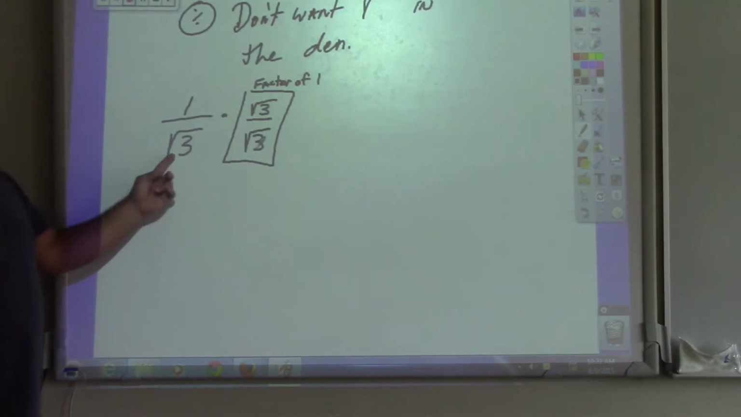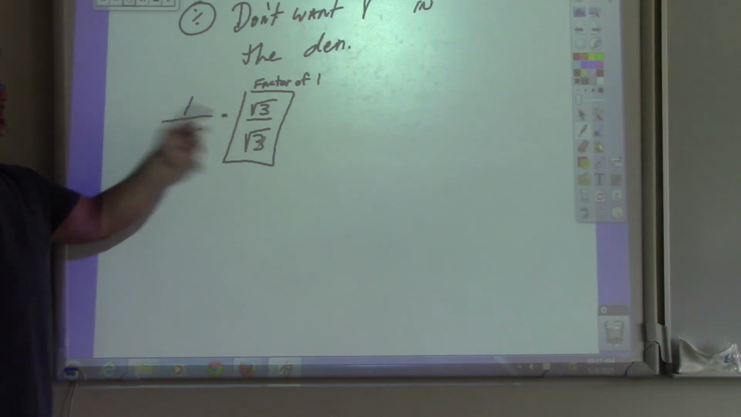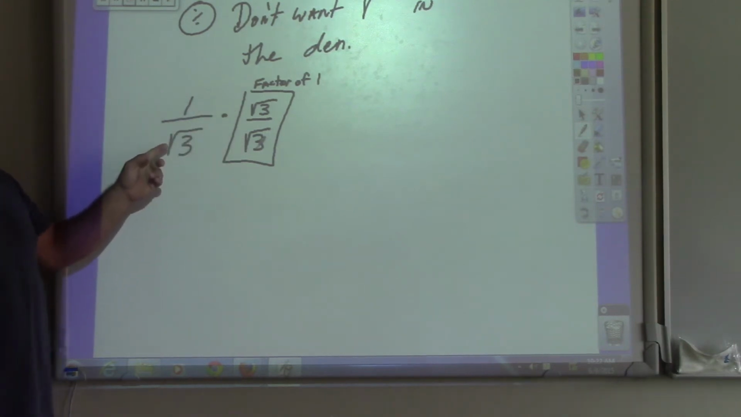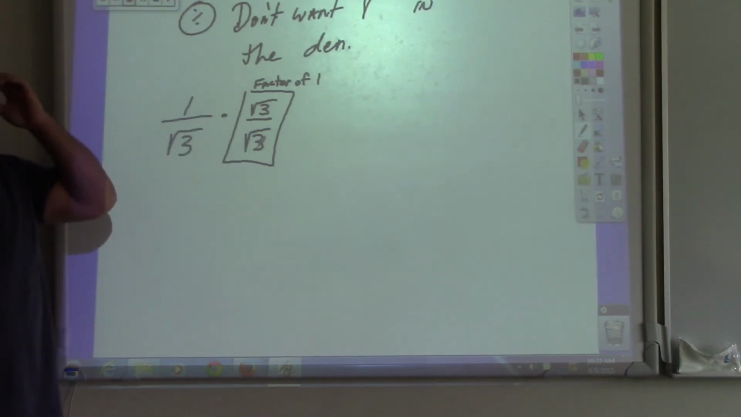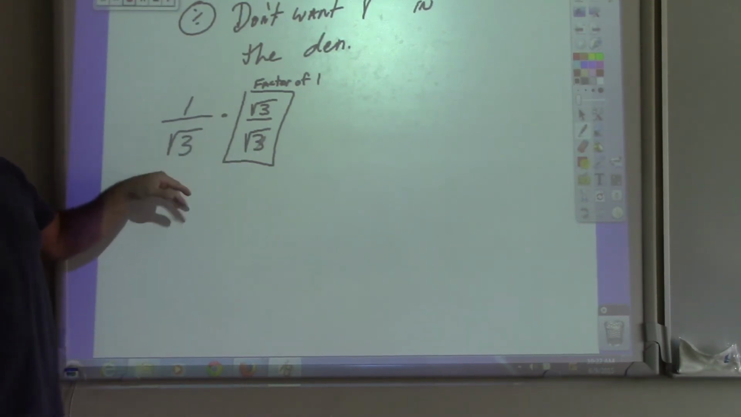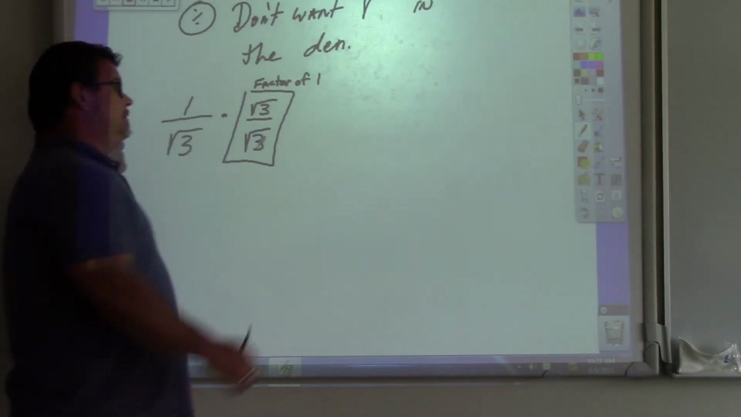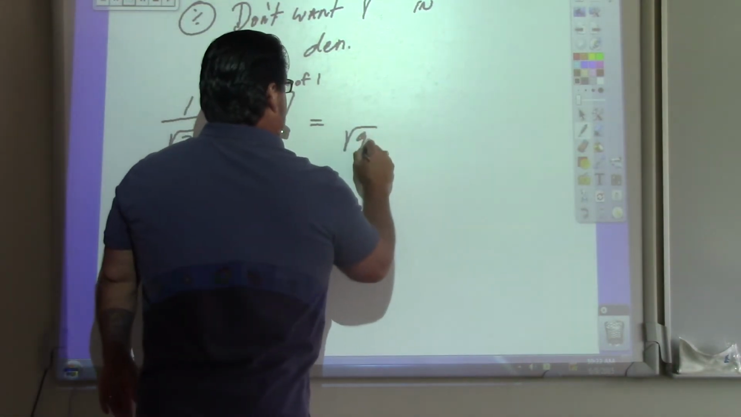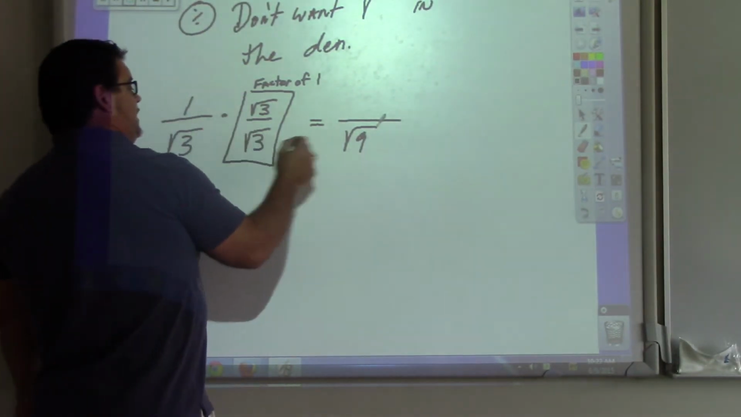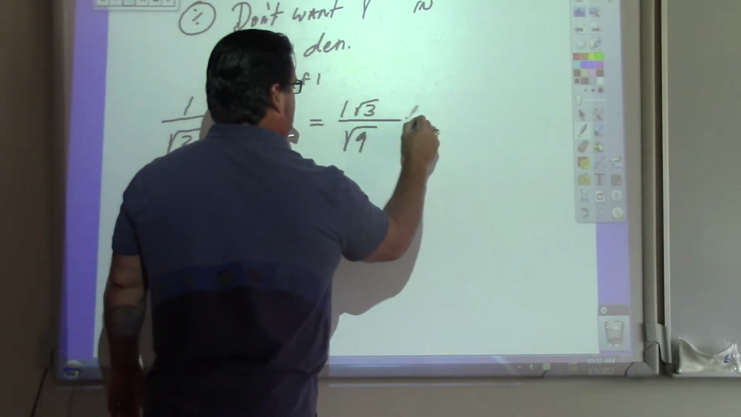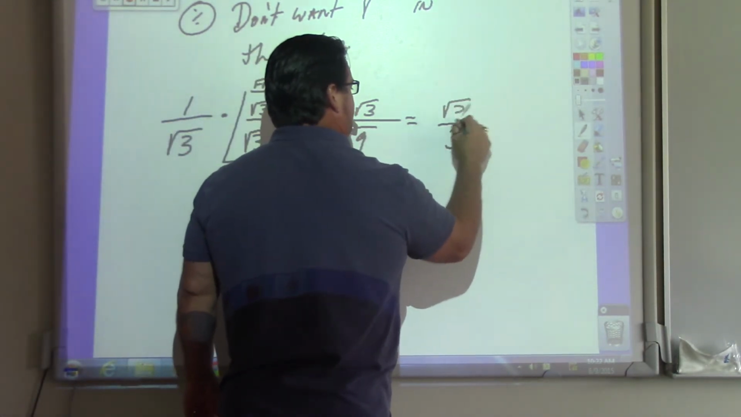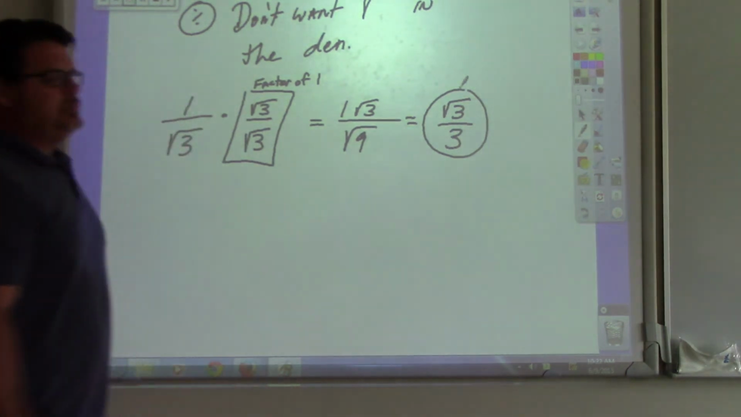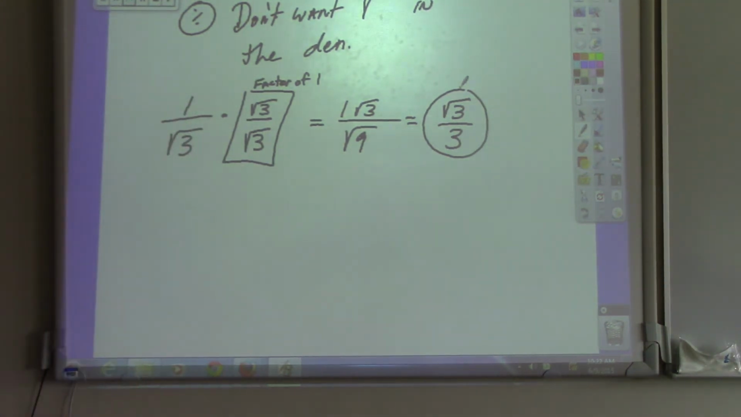If this was square root of 16, you'd multiply by the square root of 16 over square root of 16. If it's square root of 101, you'd multiply by the square root of 101 over square root of 101. Now the rule is that when you do that, what's the square root of 3 times square root of 3? Square root of 9, Hubert. That's right, class. And 1 times square root of 3 is 1 times square root of 3. And what's the square root of 9? 3. It gets rid of the denominator. And that will always happen when you multiply by another square root.